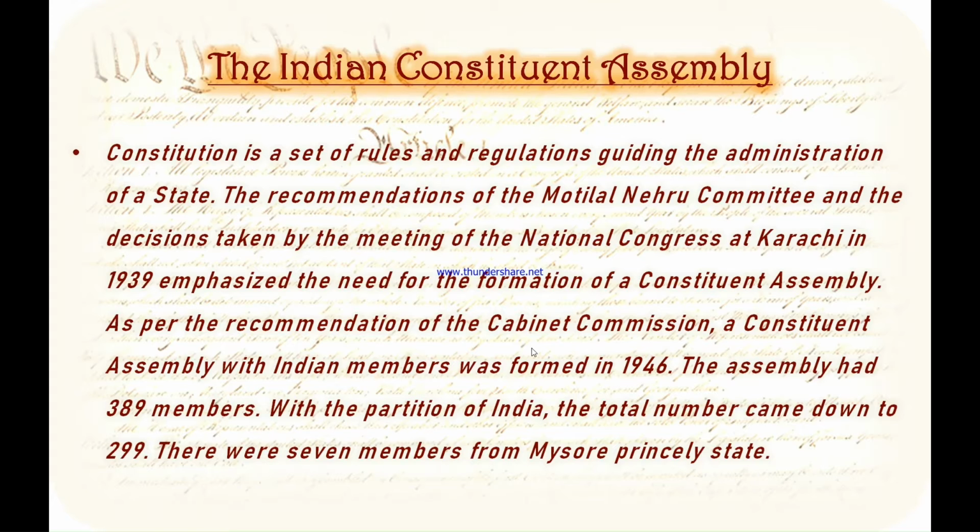As per the recommendations of the Cabinet Commission, a Constituent Assembly with Indian members was formed in the year 1946. The Assembly had 389 members initially. With the partition of India, the total number came down to 299. There were 7 members from Mysore princely states as well.